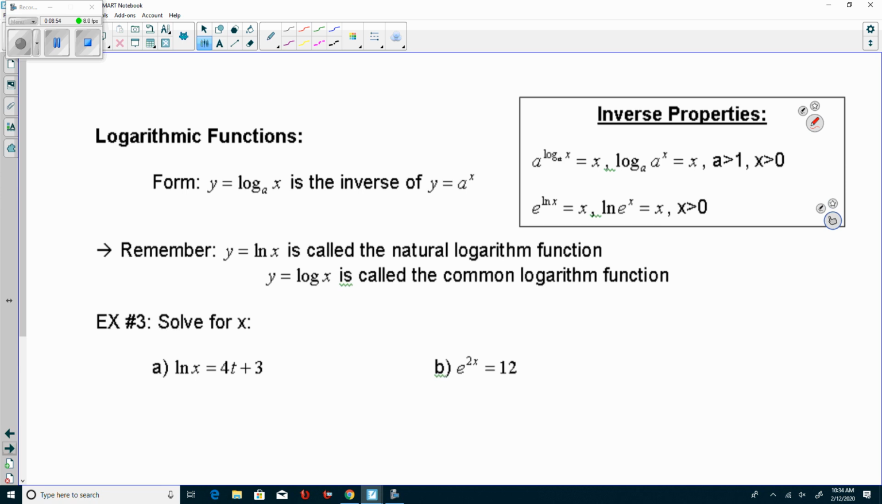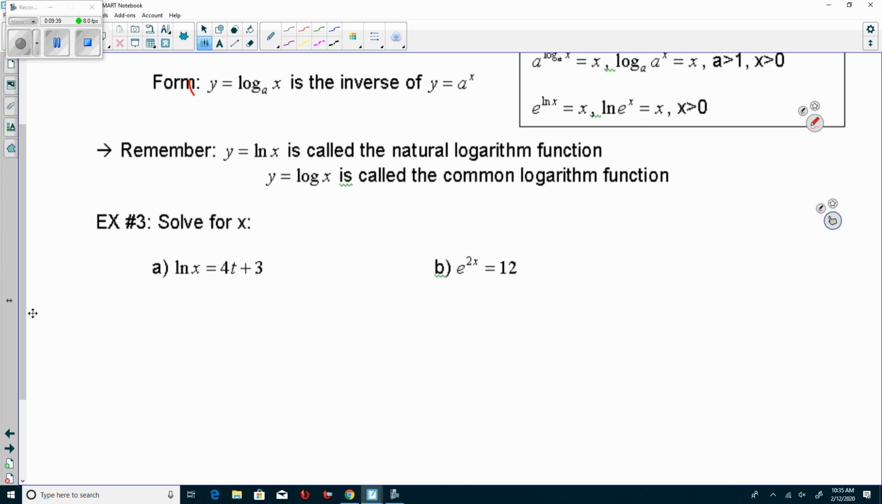Your log functions. Some things that we need to remember about logs. If we give you y equals log base a of x, the inverse is y equals a to the x power. So when we're talking about inverses with logs, if this is my given and they want me to find the inverse, all I do is throw away the log. See that? Then it's just y equals a to the x power. In the same way, if I start with this, I just throw a log in to get the inverse. Makes sense?